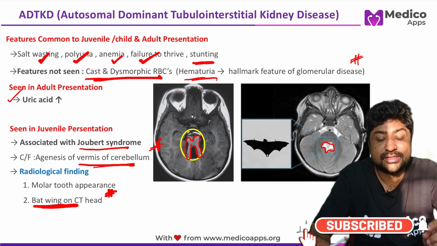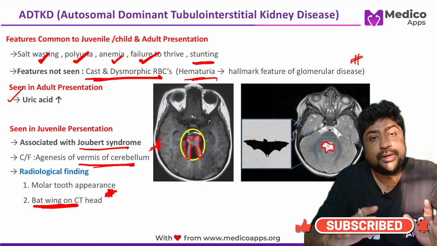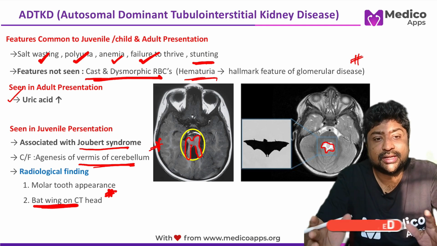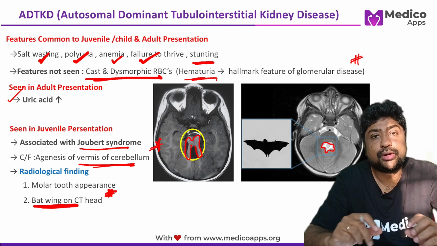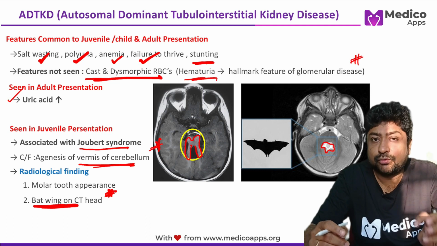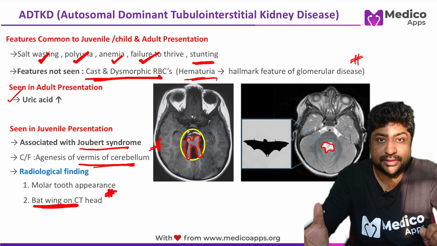Both are primarily due to the agenesis of the vermis in the cerebellum. Adult dominant polycystic kidney disease, we have a completely different lecture, but in this lecture I have tried to cover all the important ciliopathies in whatever detail it is generally asked in the examination.